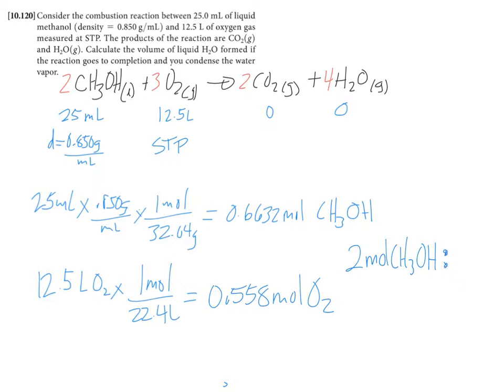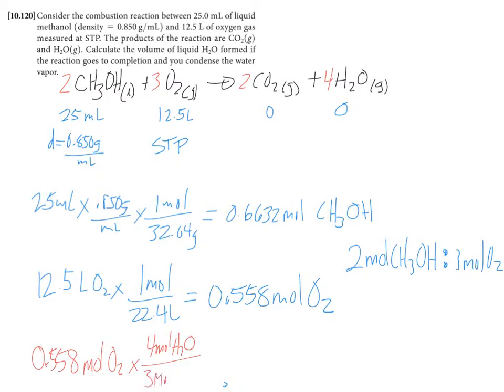So that 0.558 moles of oxygen is going to react with methanol, and we'll have a 4:3 ratio of water to oxygen, so we've got to use that. We've got to do the stoichiometry here. All right, that's why we needed the balanced equation. So it's a 4 mole of water to 3 mole of oxygen ratio.